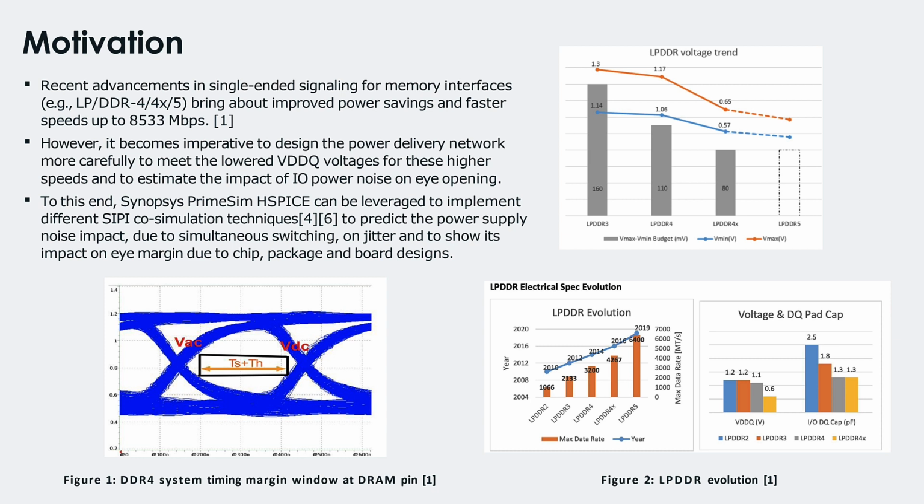These techniques are quite popular in the industry, and have been for many, many years, I could even say more than a decade and a half, to predict the power supply noise impact. But how it is still relevant today in the higher speed interfaces is because of shrinking margins, where we cannot split the simulations and do separated budgeting for SI and PI. Shown here are some graphs of the LPDDR voltage trends and the evolution of the LPDDR speeds, and also shown here are the shrinking VDDQs.